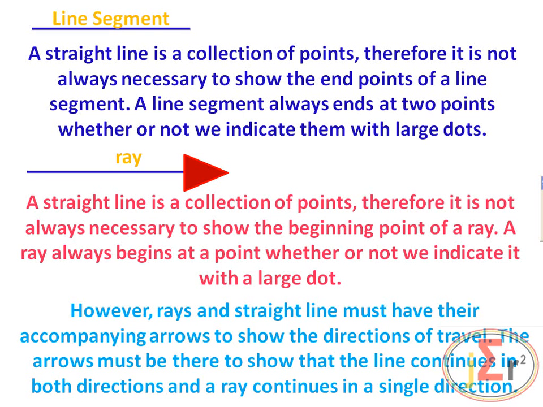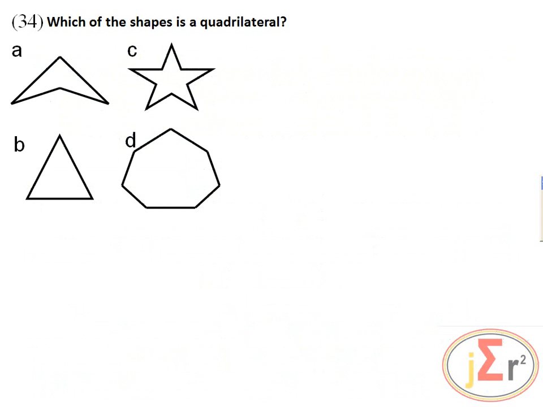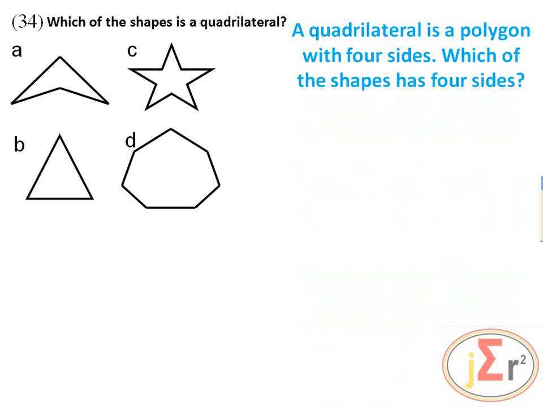Which of the shapes, Jerry, is a quadrilateral? And what does quadri mean? 4. Right, quadri and lateral means? Sides. Right. So quadrilateral, 4 sides. Which figure there or shape is a quadrilateral? A. Right. The quadrilateral is in option A because the diagram of option A has how many sides? 4. Right. A quadrilateral is a polygon with 4 sides.